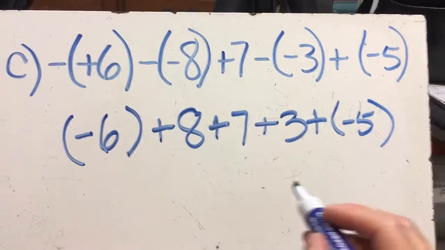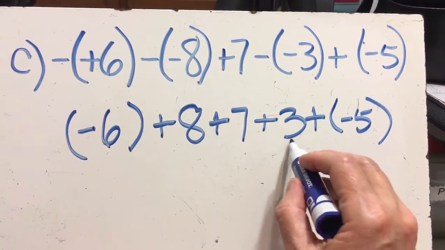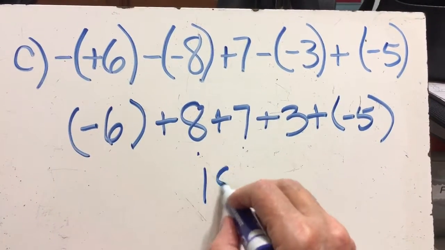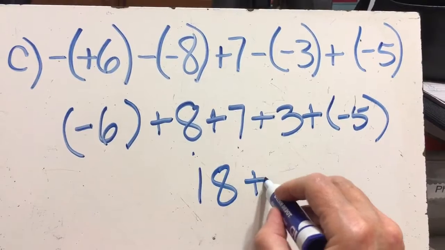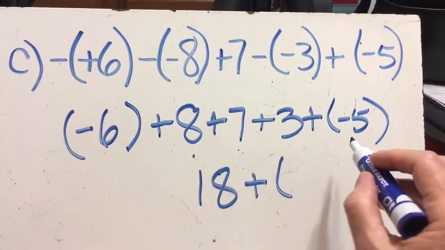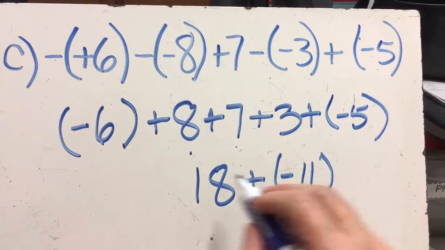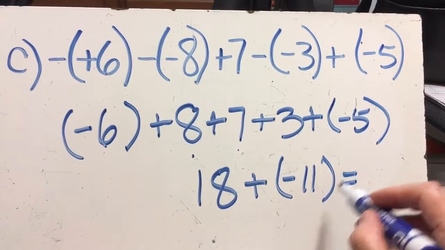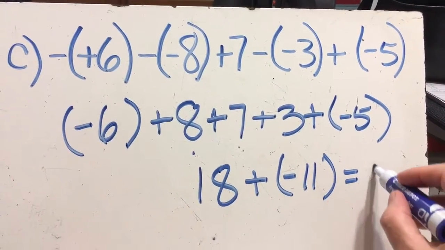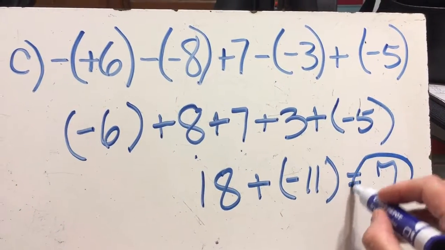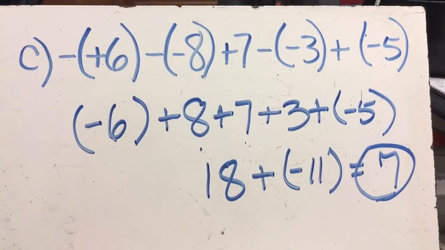So now let's look at all of our positives. 3 plus 7 plus 8 is 18 positive, plus our two negatives add together to give us -11. 18 plus -11, opposite sign subtract. Take the sign of the greater valued number. So +7 is our answer.